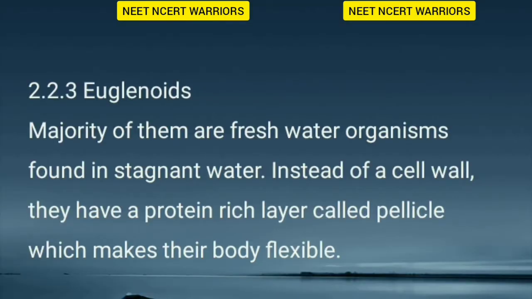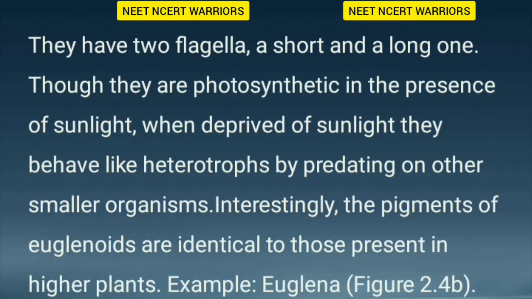Topic: Euglenoids. The majority of them are freshwater organisms found in stagnant water. Instead of a cell wall, they have a protein-rich layer called a pellicle, which makes their body flexible. They have two flagella, a short and a long one.